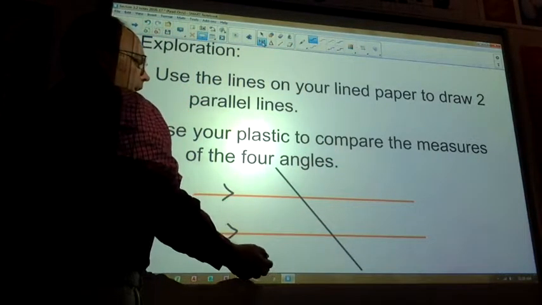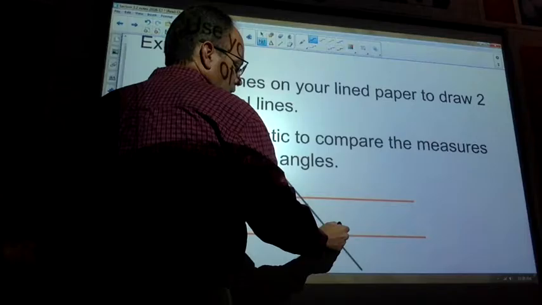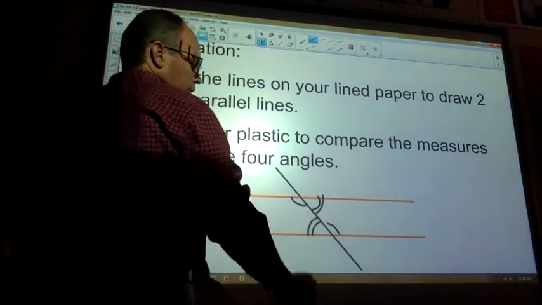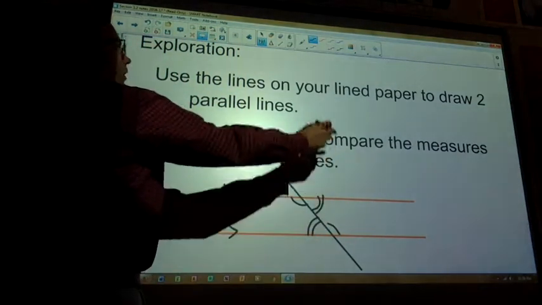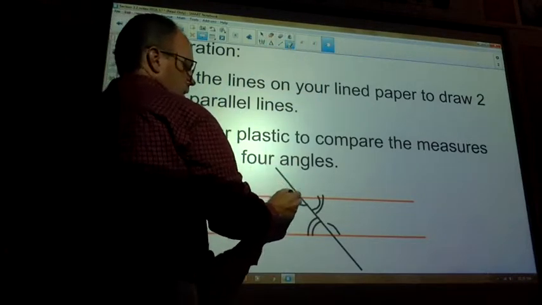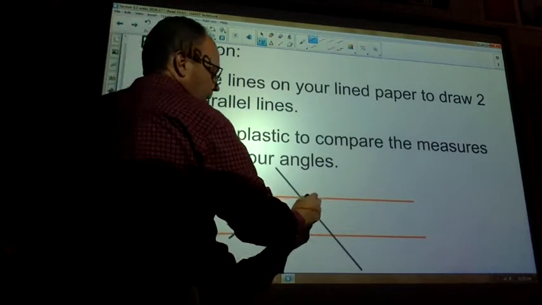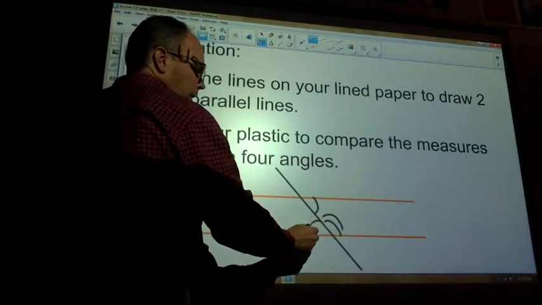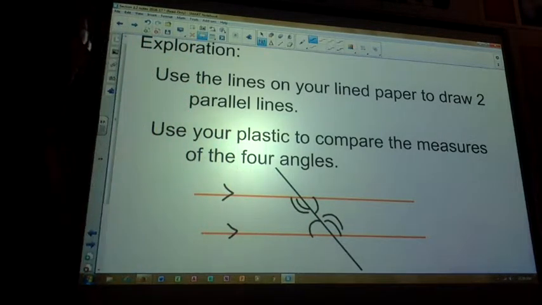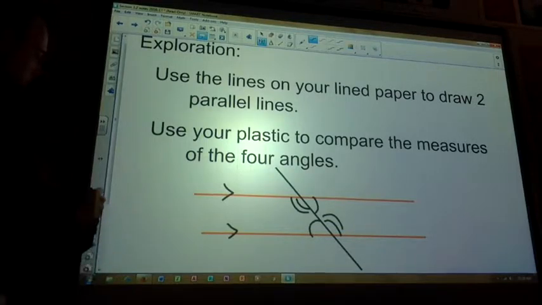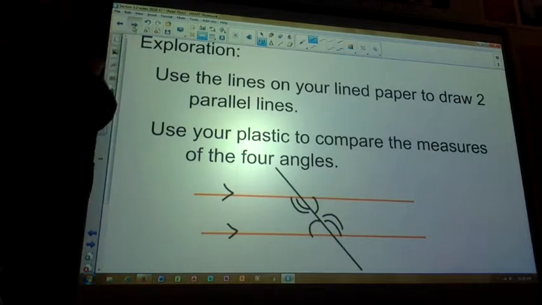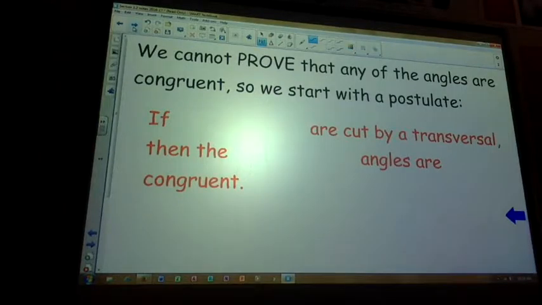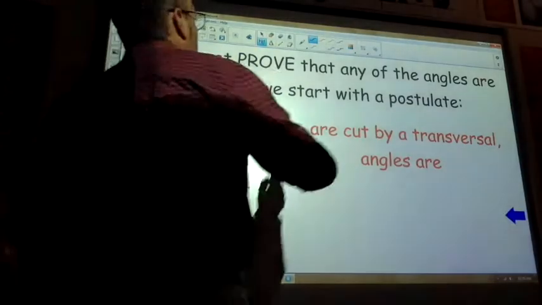If I go with alternate interior angles, they are also equal to each other. And then if you went with same side interior, they would add up to 180 degrees. And that's if your two orange lines were parallel to each other. Cool? We cannot prove that any of these angles are congruent, so we start with the postulate, and I think you guys have that.